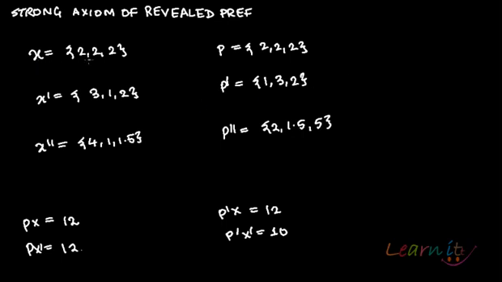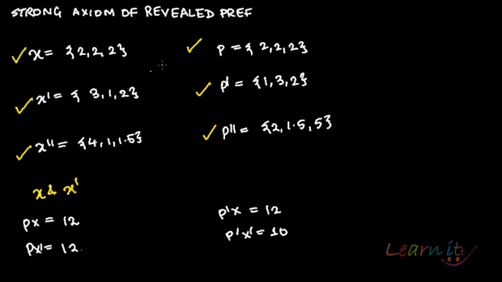So these are the three consumption bundles that you have: X, X dash, and X double dash at these prices: P, P dash, and P double dash. Now, let me check whether WARP is satisfied between X and X dash. At prices P, X is purchased. At prices P dash, X dash is purchased. At prices P double dash, X double dash is purchased. Clear?